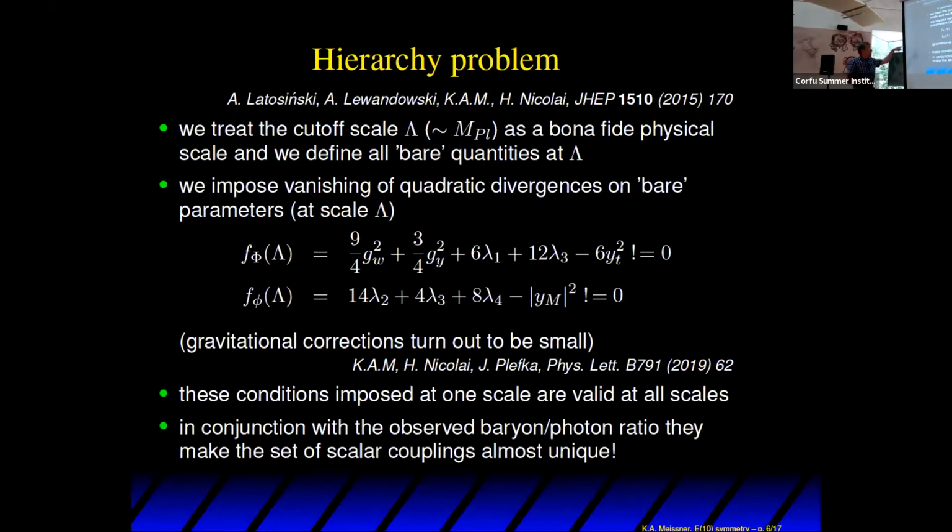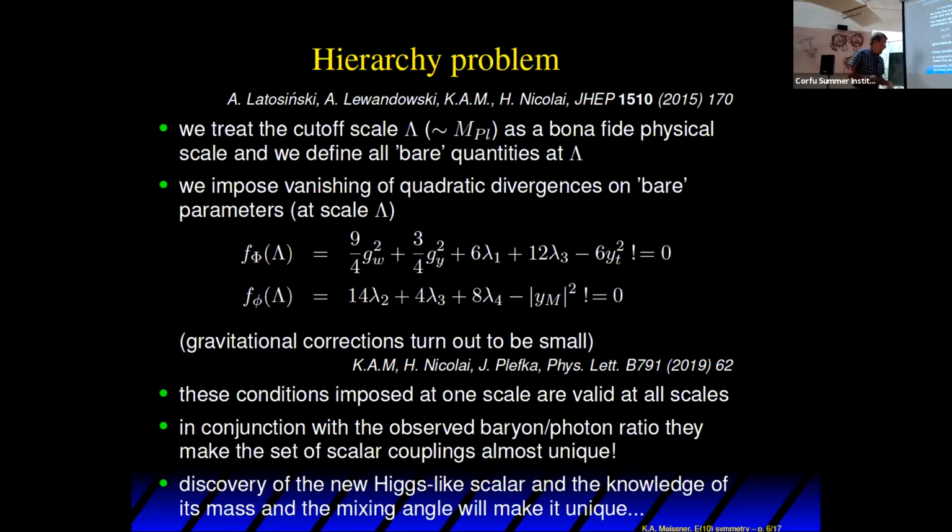Okay, so when we impose these conditions and we add the baryon to photon ratio that we want to explain, 10 to the minus 10, then we have a set of 3 equations and we have 4 new scalar couplings. So in a sense, it's almost fixed. If the new Higgs, the partner of the Higgs, was discovered, so we knew the mass and the mixing angle, then all 4 new couplings would be fixed uniquely, and then the model could be falsified fully.